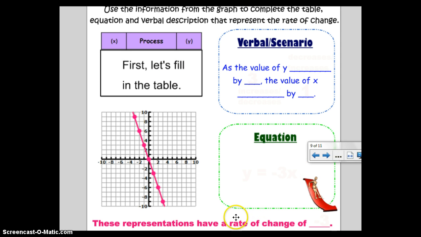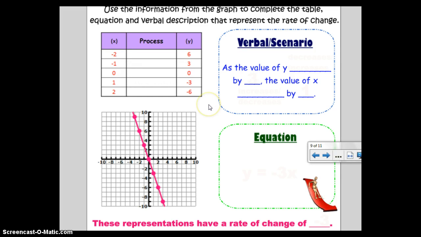Here I am going to take the points from the graph to fill in the other parts. So I have the point 0, 0. This is multiplicative. I also have the point -1, 3. I have the point -2, 6. There are 1, 2, 3, 4, 5, 6, 7 points on this graph. I really only need a few. Pick some points off of the graph and fill in your table.